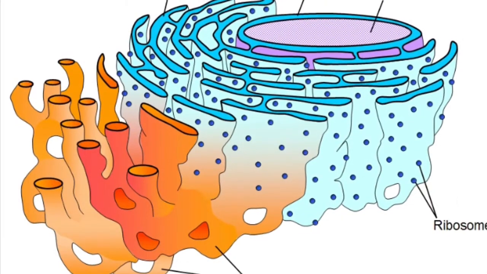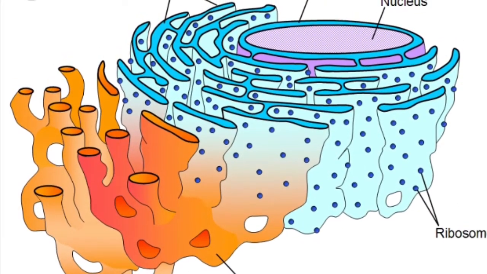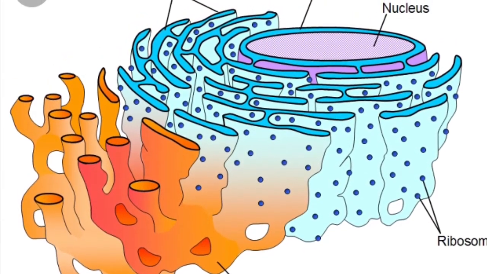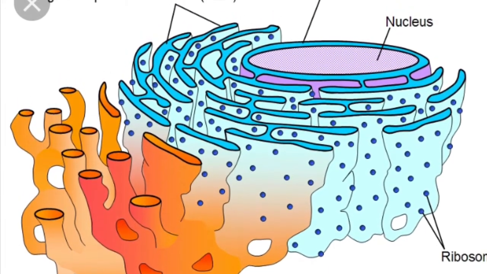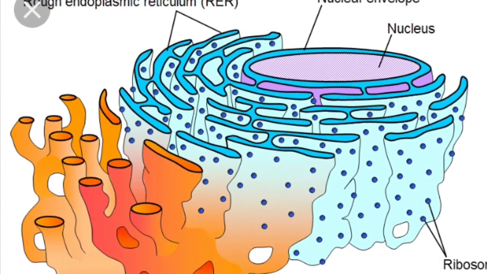Let's take a look at the rough and smooth endoplasmic reticulum, or ER. The ER is a large component of the endomembrane system. The endoplasmic reticulum is an extensive network of flattened sacs and tubules.